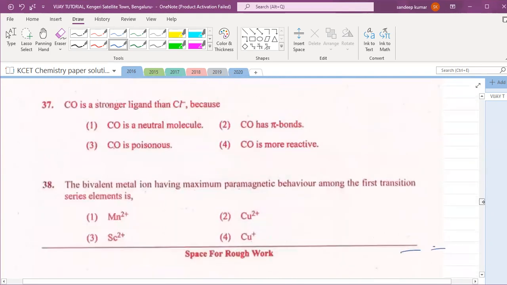37, 38. Next, CO is a stronger ligand than Cl minus. Why? Because CO has a pi bond. The second option is correct. Question number 38. The bivalent metal ion having maximum paramagnetic behavior among the first transition series is Mn2 plus. Why? Because manganese atomic number is 25, so Mn2 plus has electronic configuration argon 4s0 3d5. As it has the maximum number of unpaired electrons, that's why maximum paramagnetic behavior.